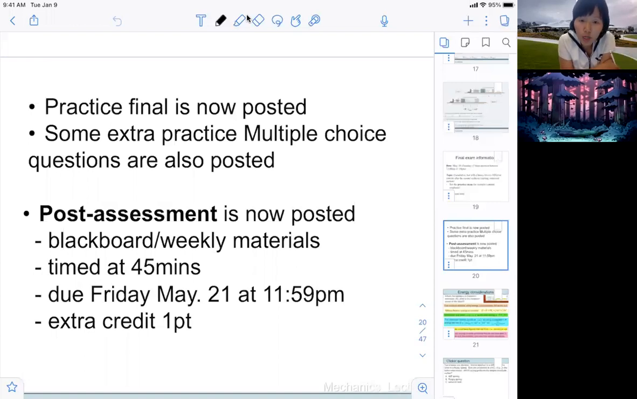We have 2 more topics. For this week, we will do simple harmonic motion, and for next week, we will talk about fluids, along with universal gravitation.